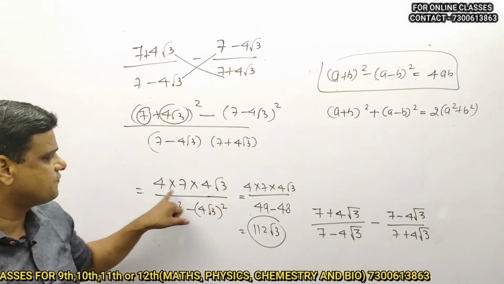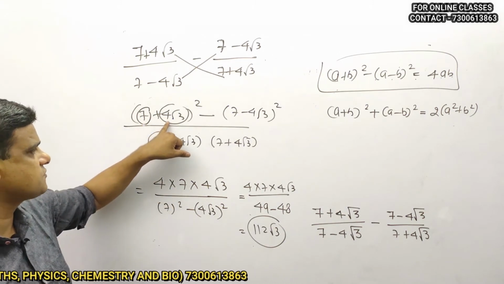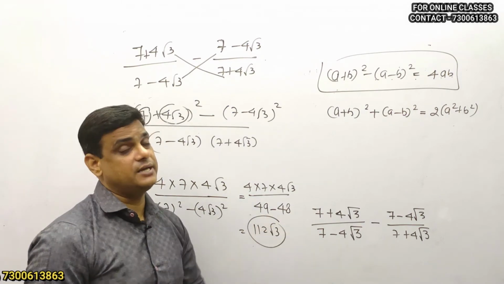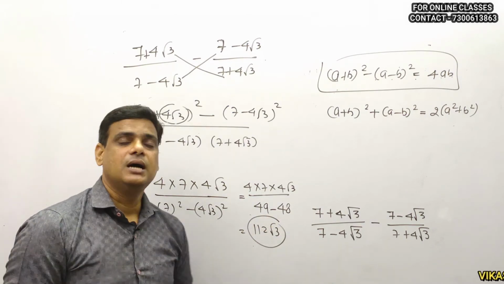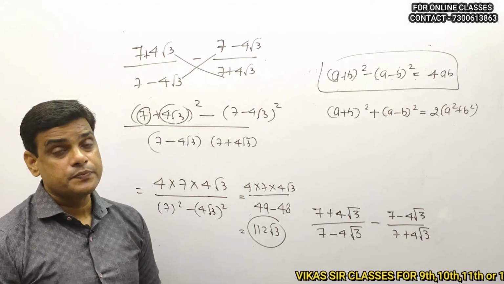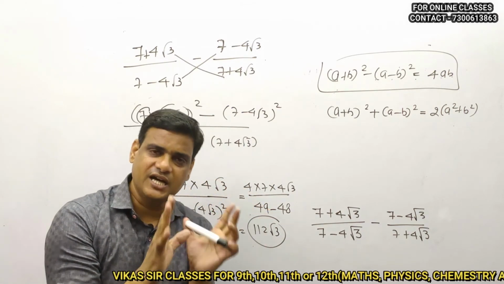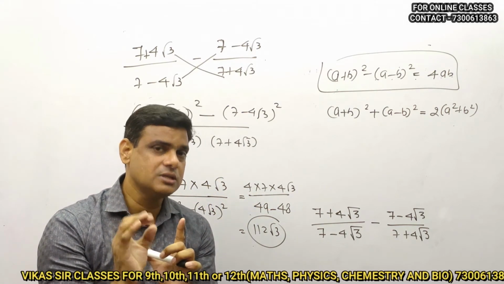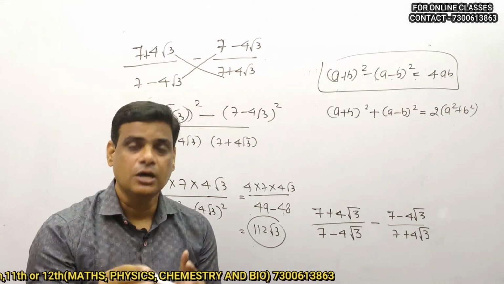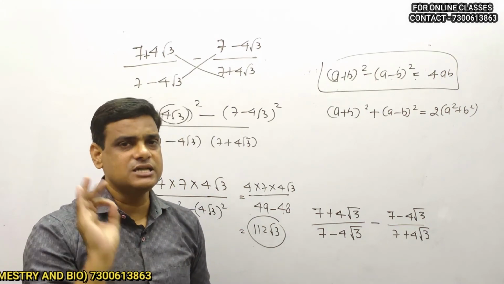So you can directly see the answer here. The value of A is 7 and the value of B is 4 root 3. So 4AB upon A square minus B square. So your direct answer is 112 root 3. Is that clear? Now there are other types of questions. We have done one type of question, that is rationalize the numbers, or rationalize the denominator, or rationalization, which is one and the same thing. We have done this type of question.